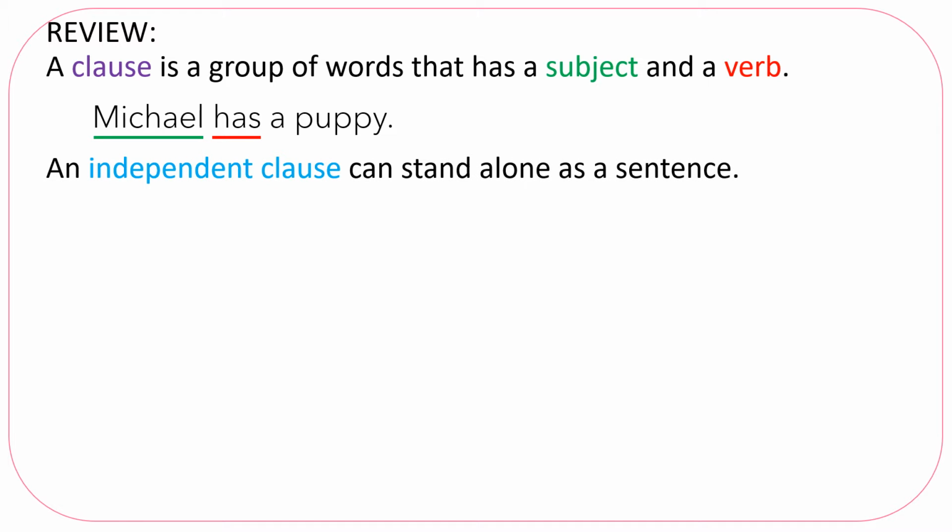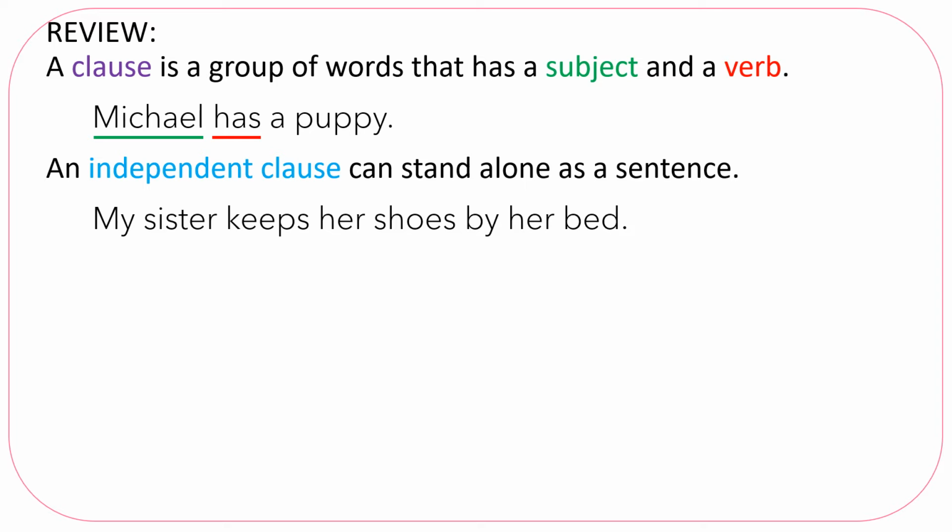An independent clause can stand alone as a sentence. The example up above is an independent clause. It can stand alone as a sentence. Here's another example. My sister keeps her shoes by her bed. We have sister as a subject, keeps as a verb. And that is a complete thought, isn't it? My sister keeps her shoes by her bed. So that's an independent clause.